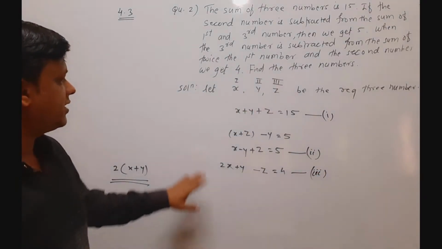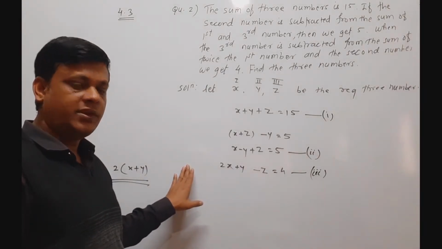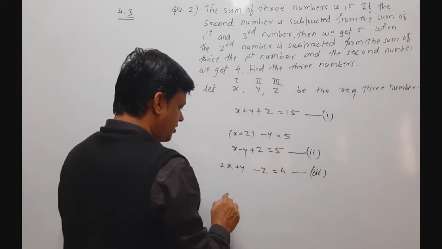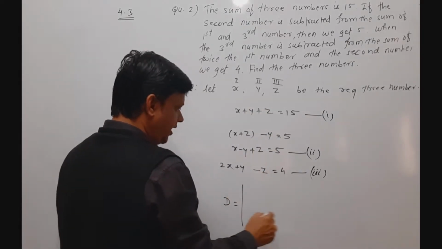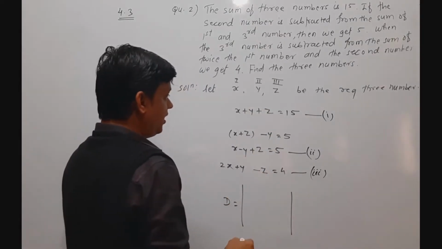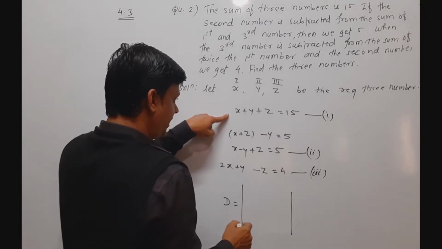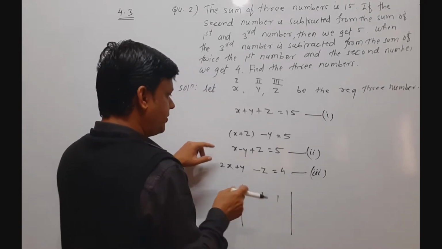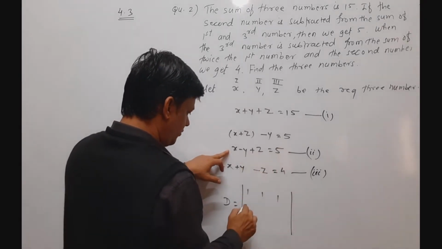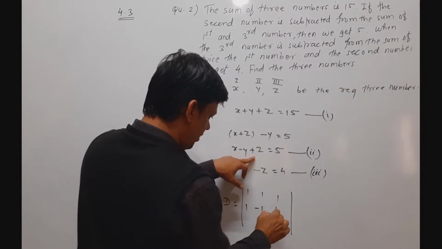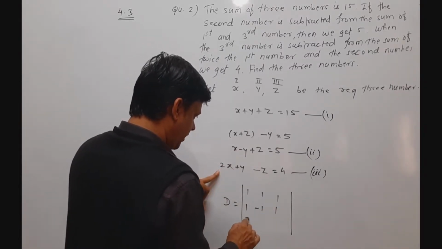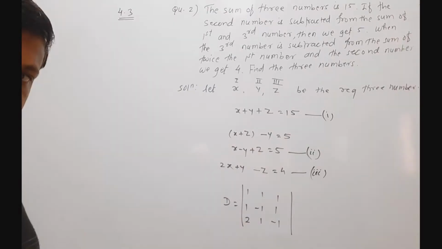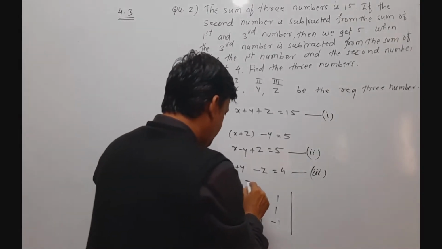Now we have to solve this with the help of determinant. So first we write a determinant D from these three equations. In determinant D we write coefficients of x, y, z in first row. So write here 1, 1, 1. Coefficients of x, y, z for second equation we write 1, minus 1, 1. Then for third equation we write 2, 1, minus 1. So we calculate this determinant first.